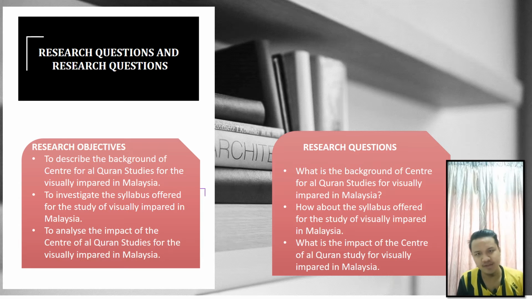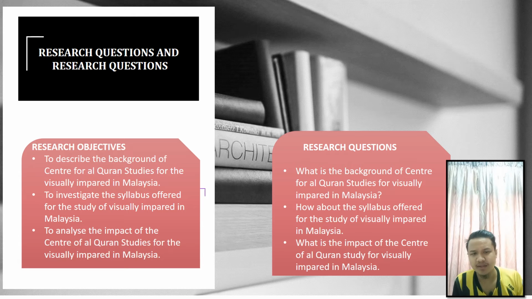Next, we go to the research objective and research question. For the research questions, number one, what is the background of the Center of Al-Quran Studies for the visually impaired in Malaysia? Number two, how about the syllabus offered for the study of the visually impaired in Malaysia? Number three, what is the impact of the Center of Al-Quran Studies for the visually impaired in Malaysia?